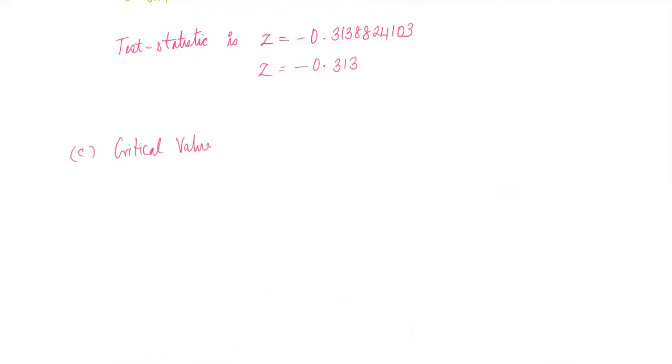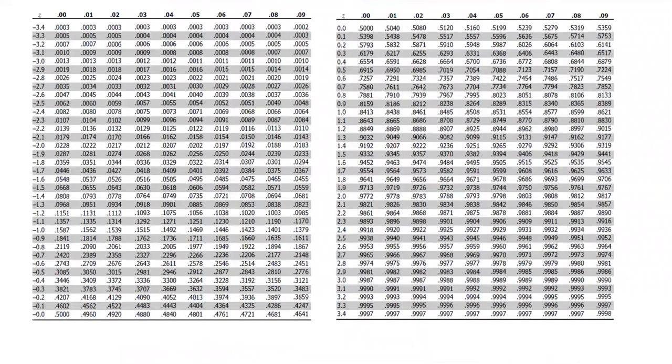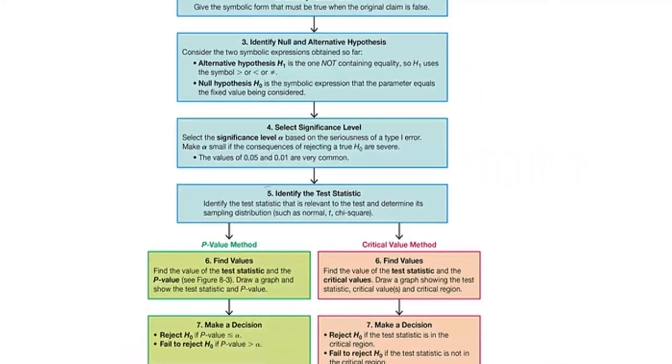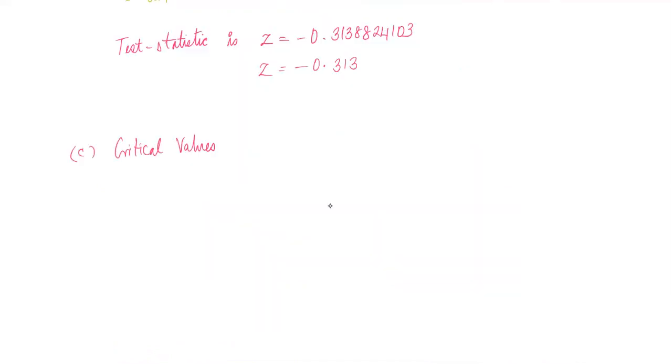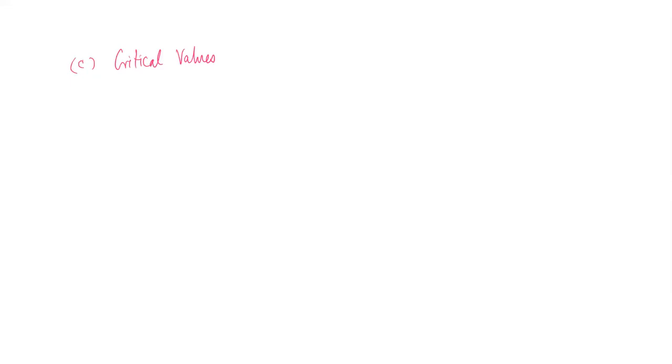Critical values. So let's quickly take a look at our critical value information here. It says find the value of the test statistic and the critical values. To do that, draw a graph showing the test statistic, critical values, and the critical region. Okay, so let's go back here, and again, go back to your H1. H1 has P less than 0.42. The less than indicates that you're going to use a left-tailed test.